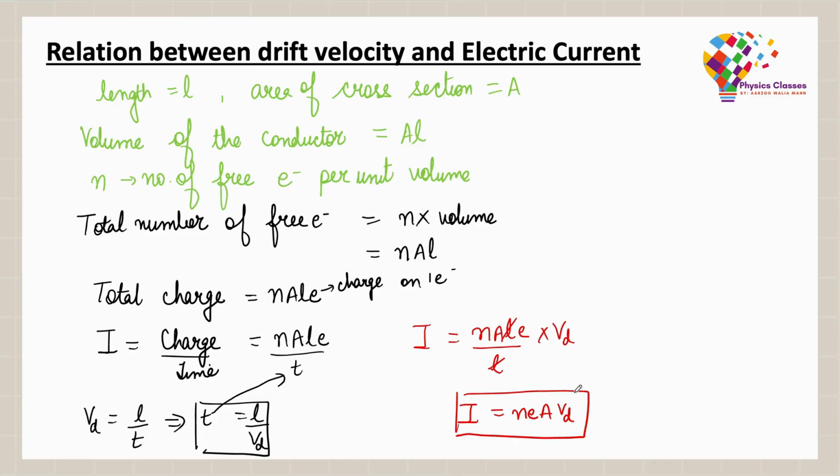Vd represents the drift velocity, I represents the current, small n represents the number of free electrons per unit volume, e represents the charge on an electron, and A represents the area of cross section. Now, we have understood what drift velocity is, and we have understood the relationship of drift velocity with electric current. Now we move on to Ohm's law.